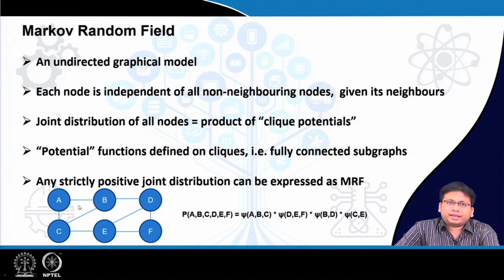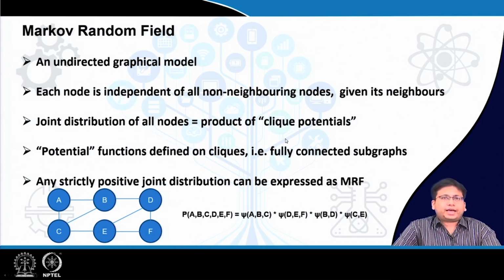But if you consider the subgraph B, E, that is not connected. However, even pairs like B, D or A, B are also fully connected subgraphs, because between B and D there are two nodes, so there can only be one edge among them, and that edge is there. So B, D by itself is another clique.